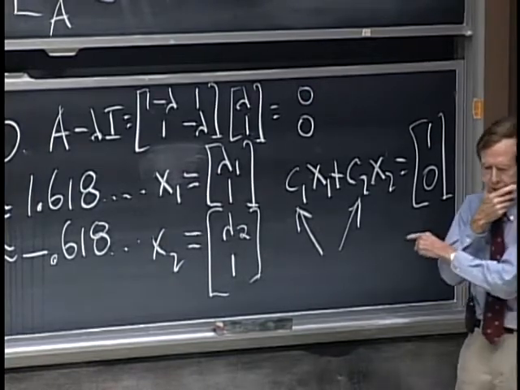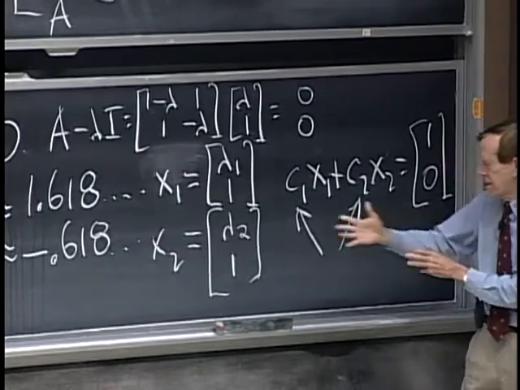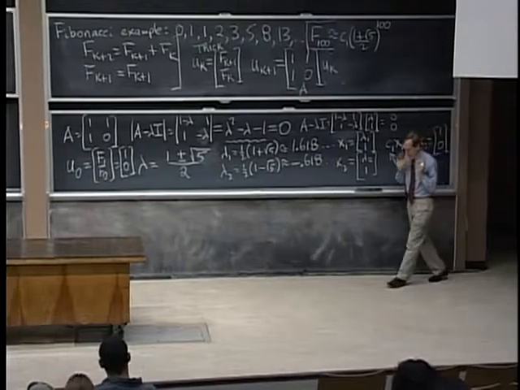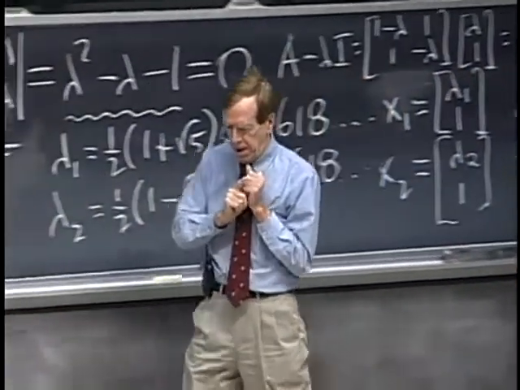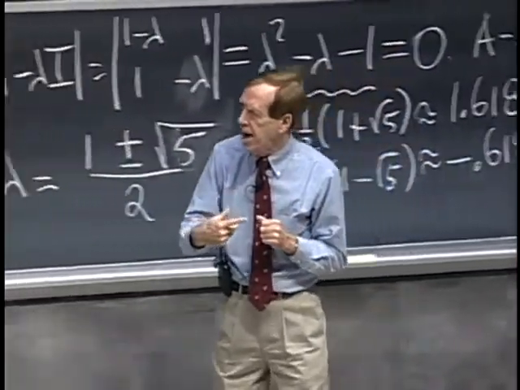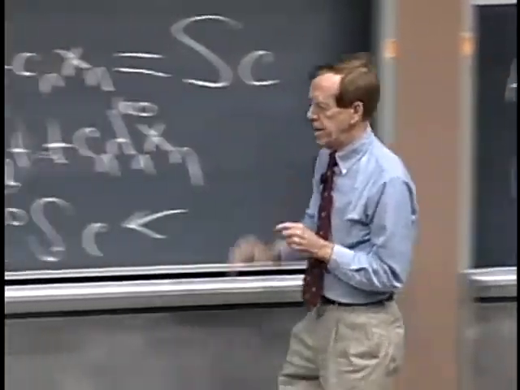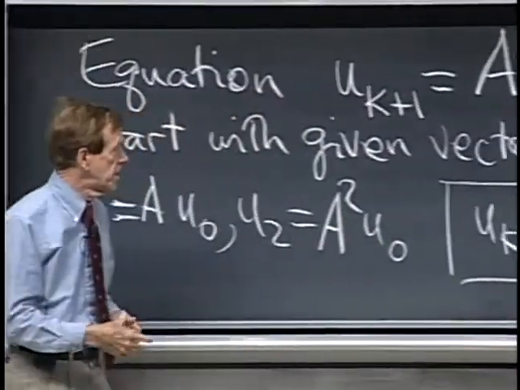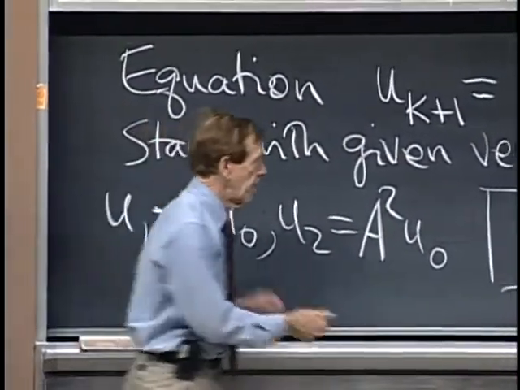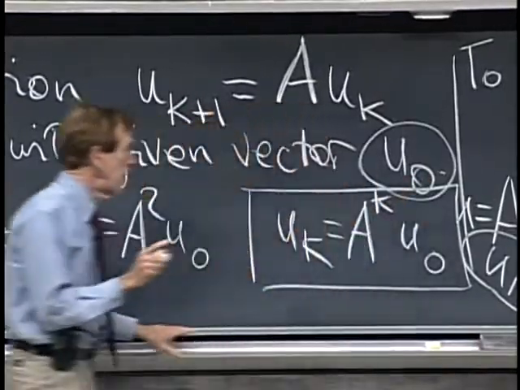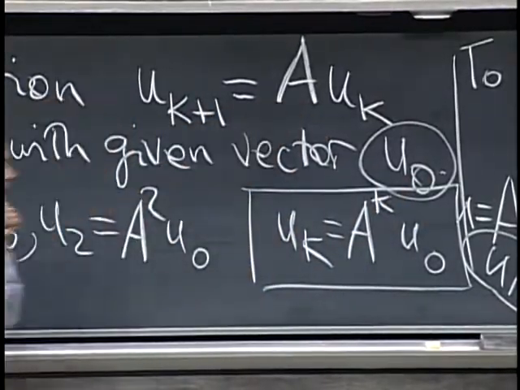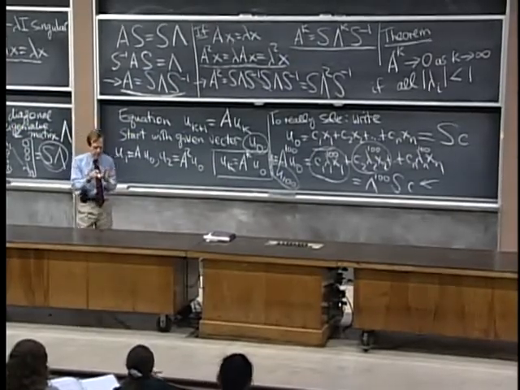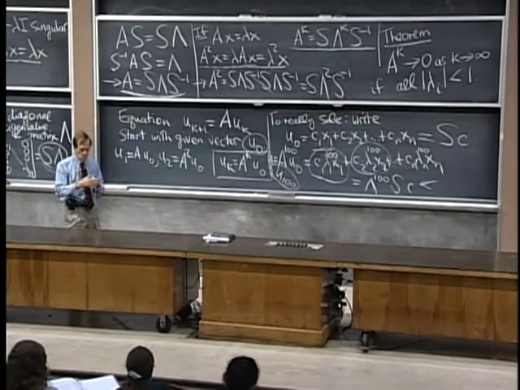So instead of grinding out a formula in the last 5 seconds, let me repeat the idea, because it's the idea that's central. When things are evolving in time by a first order system, starting from an original u0, the key is to find the eigenvalues and eigenvectors of A. The eigenvalues will already tell you what's happening.